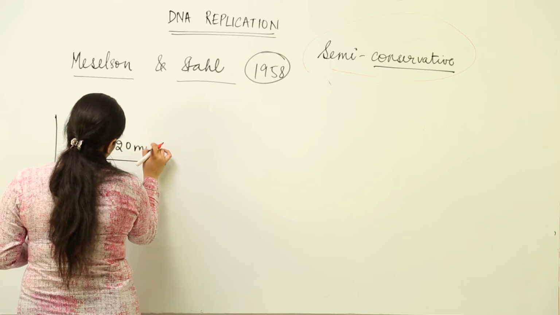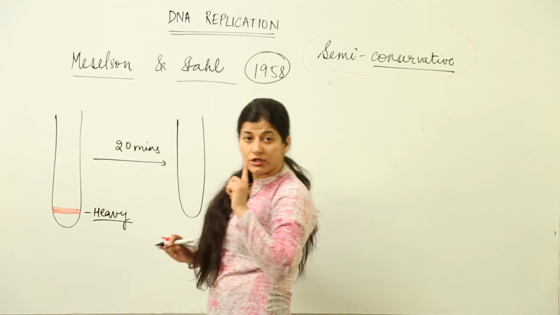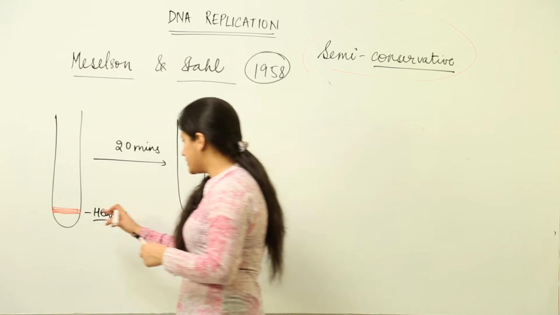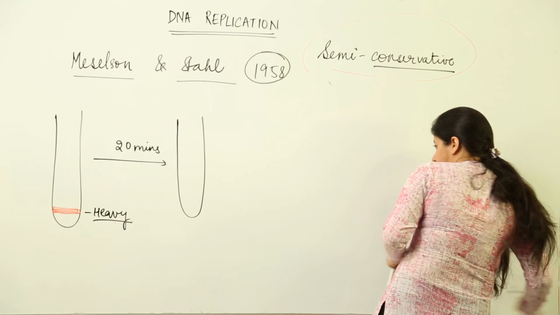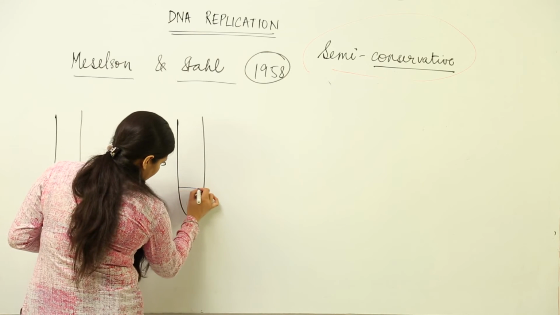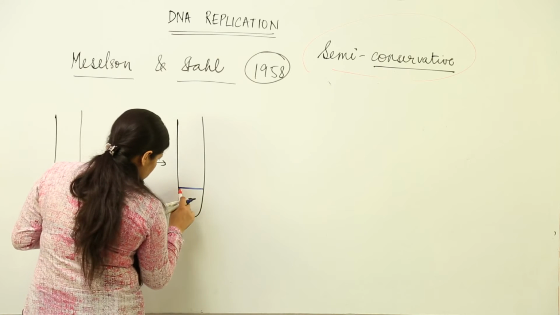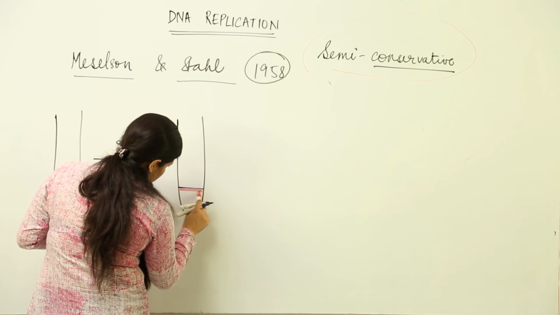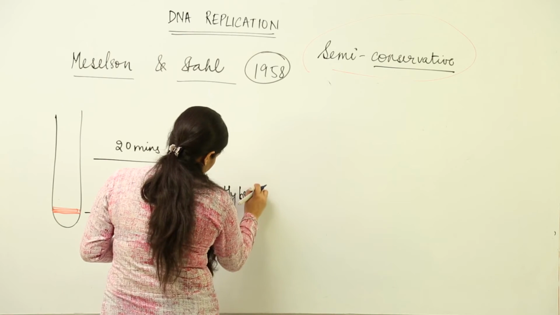Then what was done is, after 20 minutes had passed, growing the E. coli on that medium which did not contain radioactive nitrogen, what we saw was the formation of a hybrid band which lay somewhere between heavy and light. This is what they got, not light but somewhere between heavy and light. So, this was the hybrid band, hybrid DNA.